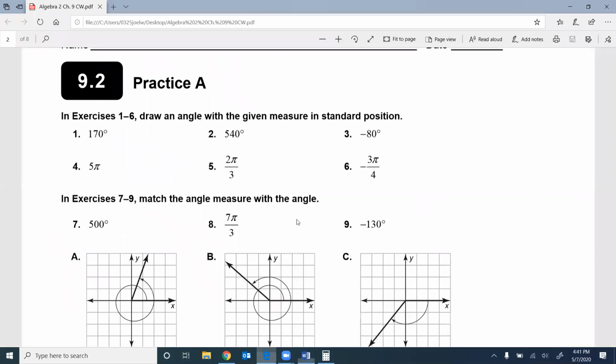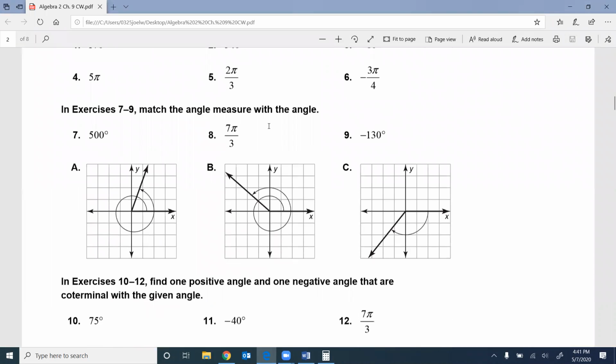All right. It says match the angle measure with the given angle. Okay, so let's look at these. I want to cheat just a little bit and look at number 9 first, because I see it's negative, meaning it goes backwards. Well, how many of these go backwards? Only one. So this has to go with that one, because it's the only one that goes backwards. All right, well, then 500 degrees. Well, that's more than 360. How much more than 360?